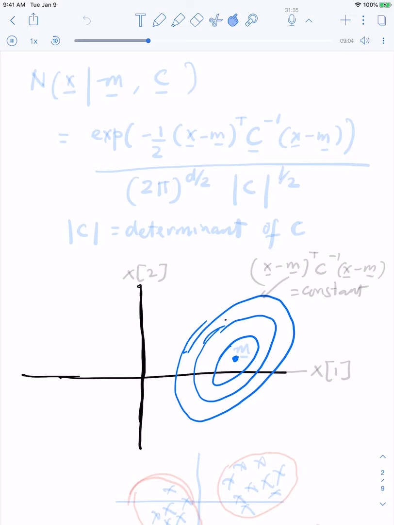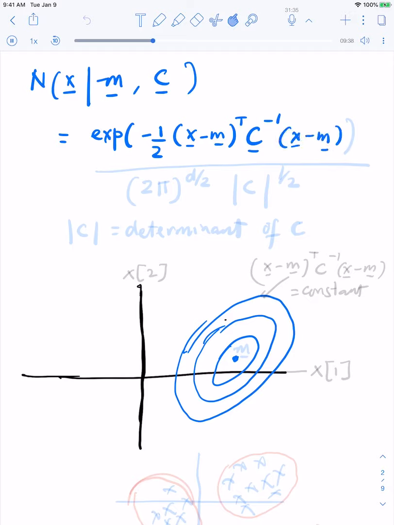So it's N of x given parameters m and C, which is exactly similar to what you had before. So you have a minus half, you subtract out the mean, and instead of dividing by the variance, you take the inverse of the covariance. That's a natural generalization. And instead of squaring x minus m, you're doing basically x minus m transpose C inverse x minus m, right? So this is what you have.